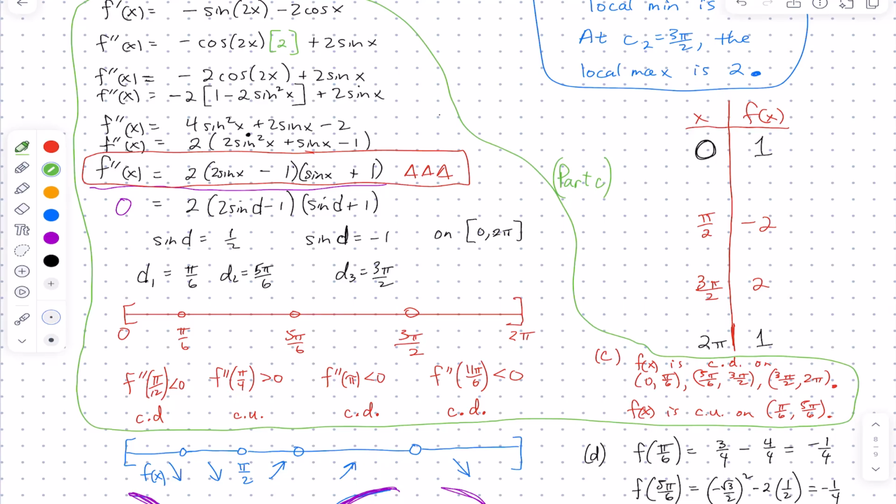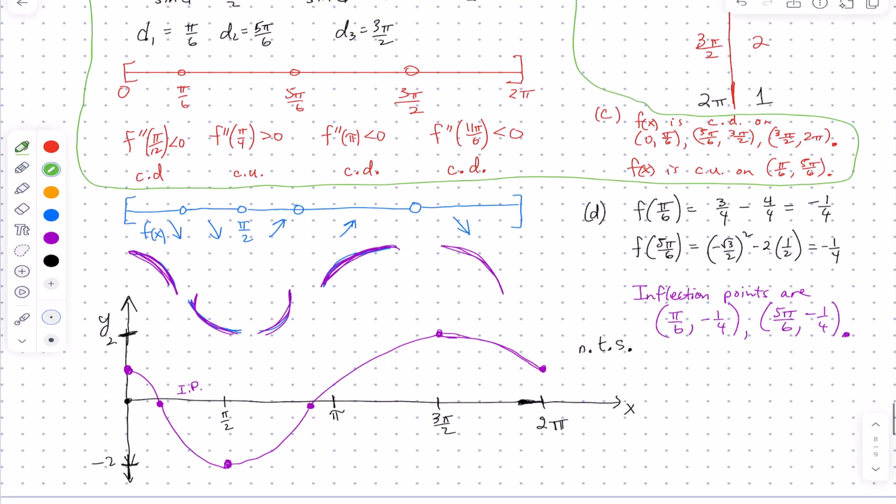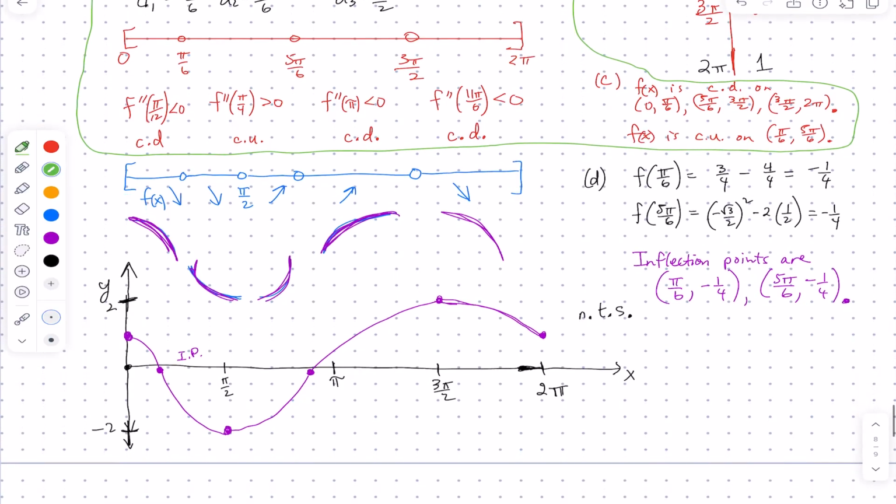How do we get an answer to part D? Well, for part D, we want to know if there are actually inflection points. And the way you figure that out is see if the sign changes around one of these D values. So here's a D value. Did the sign change for the second derivative? It went from negative to positive. So it did change there.